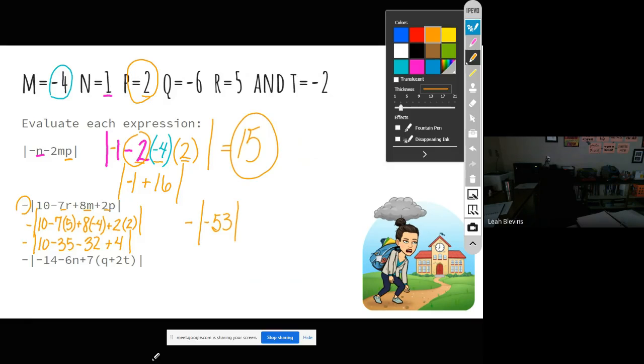How far is negative 53 from 0 on the number line? 53 units. So when I evaluate this part right here, it comes out as a 53. That negative is outside of there, so then it comes down beside it. So my final answer is negative 53.